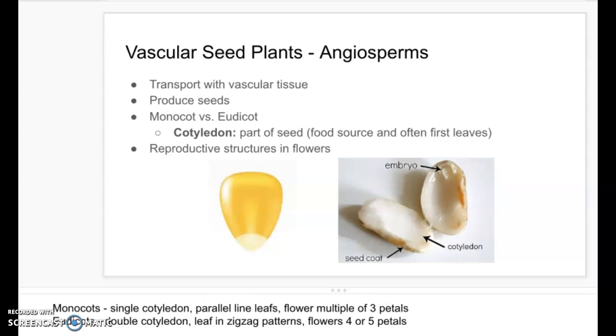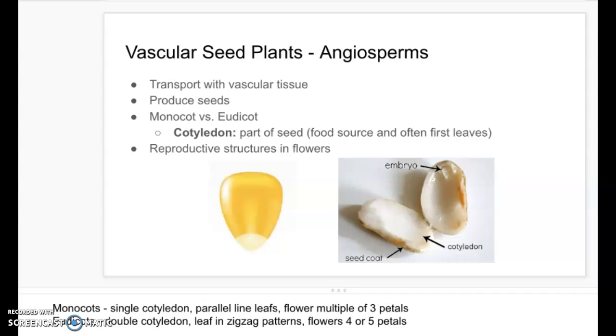One of the main differences is the cotyledon. Cotyledon is the shape of the seed and how the contents of the seed are built. In a monocot, you have a single cotyledon, meaning it's made out of one piece, like the corn kernel. In a eudicot, you have a double cotyledon, meaning there are two sections to the cotyledon in the seed. You can split it in half.